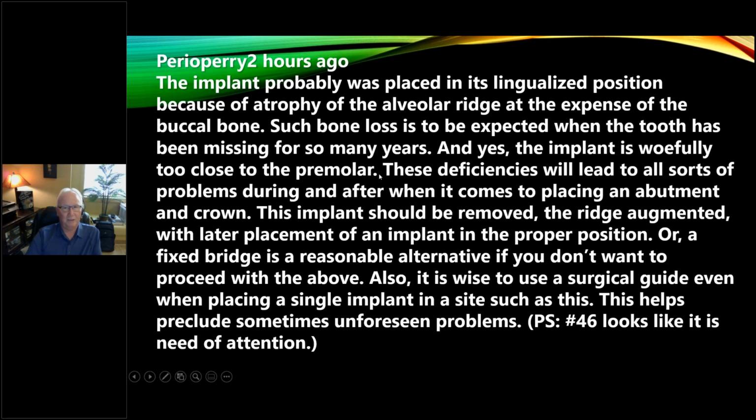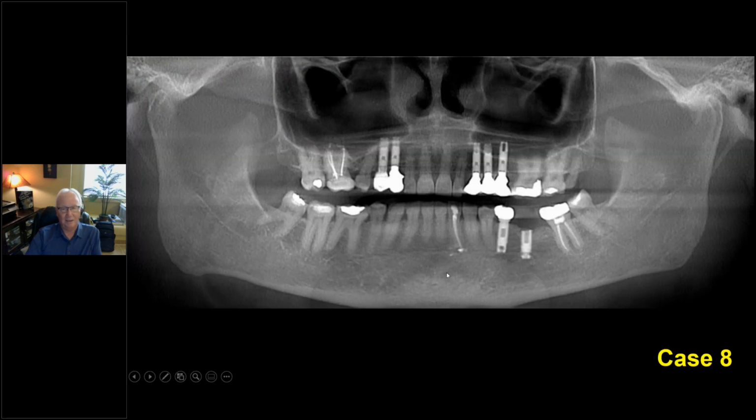Such bone loss is to be expected. And yes, the implant is woefully too close to the premolar. These deficiencies will lead to all sorts of problems during and after when it comes to placing the abutment and crown. So what he's saying is, you know what? I would take it out. I would let it heal or put in graft and then revisit it at a later date. I tend to agree with the second guy.